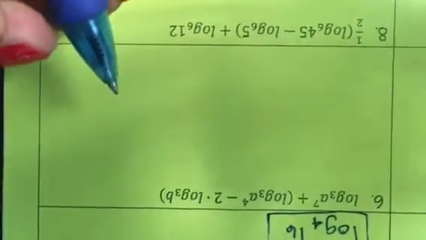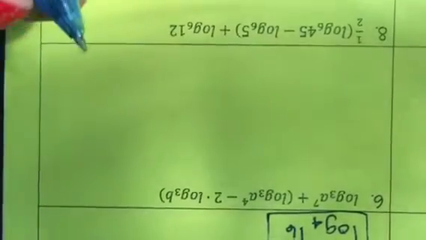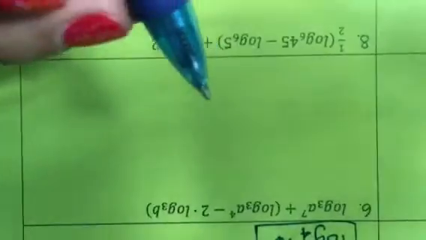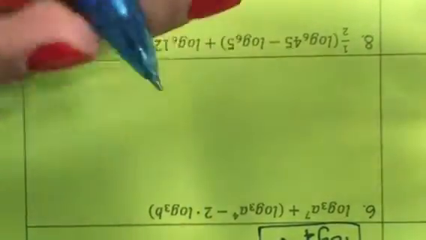Welcome to problem number 6 of Properties of Logarithms homework for Mrs. Sable's I Can't Even series. We are asked to condense each equation into a single logarithm and simplify if possible.